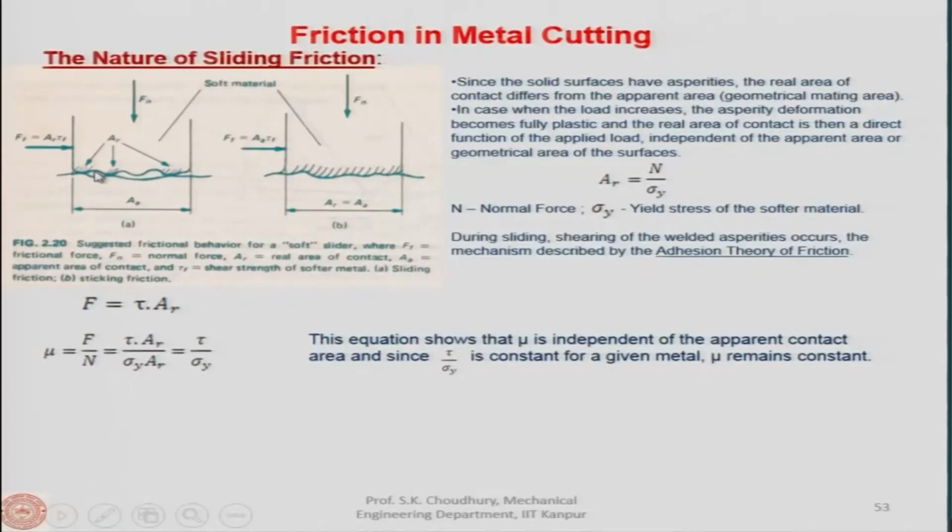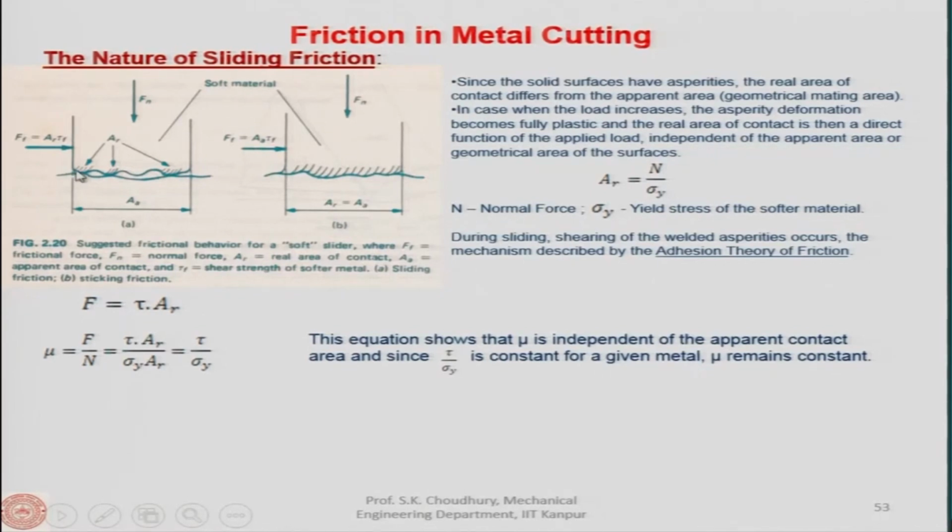So, here what we mean is that when they are sliding, the normal force acting at the interface is not very high, or let us say not as high as in case of metal cutting. Since solid surfaces have asperities, the undulations shown here, the real area of contact differs from the apparent area of contact.